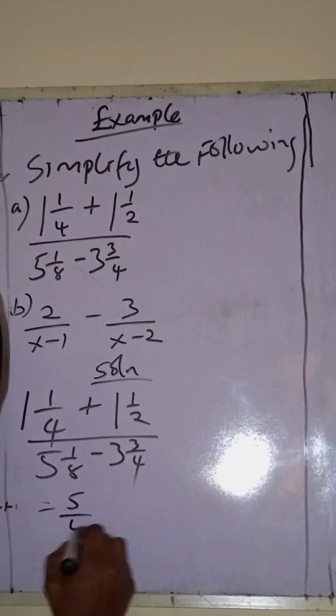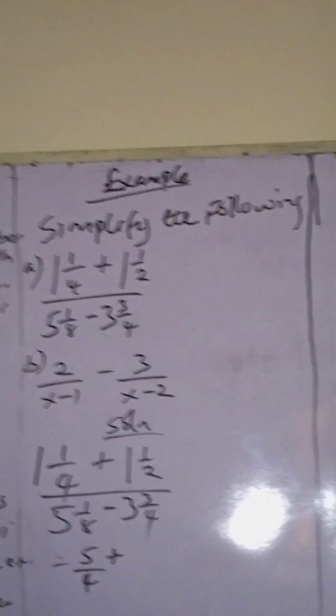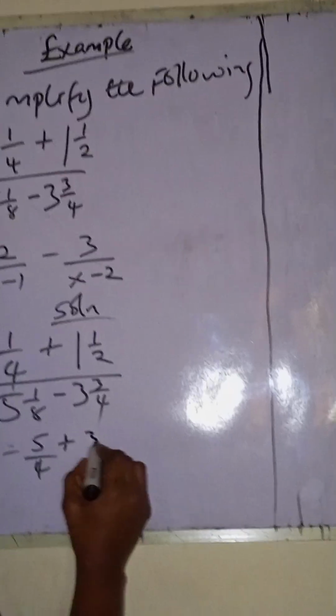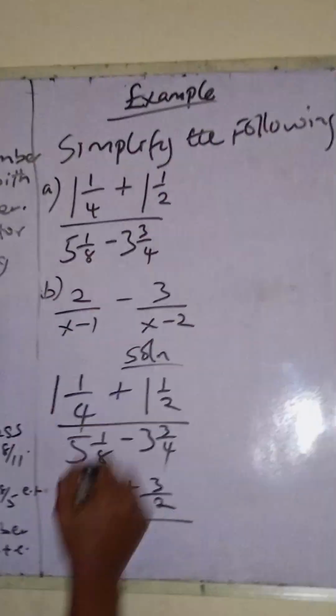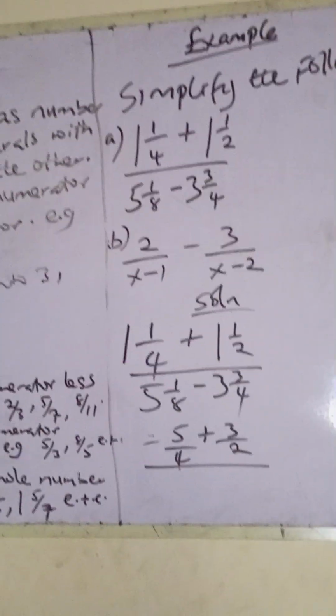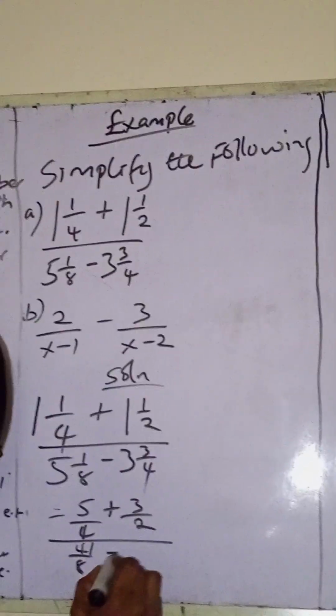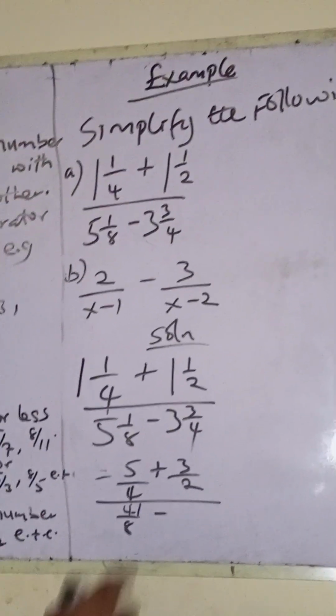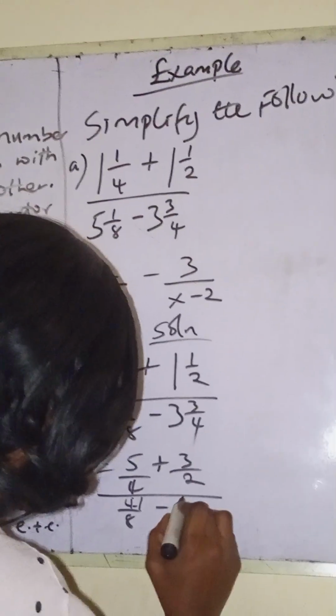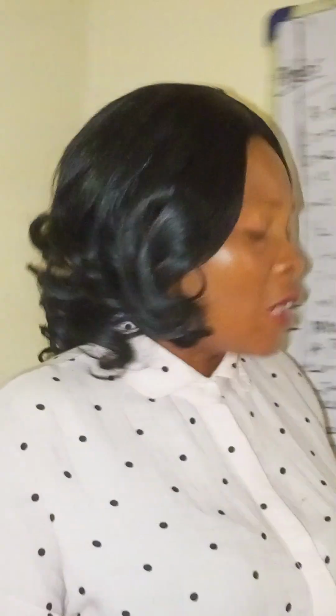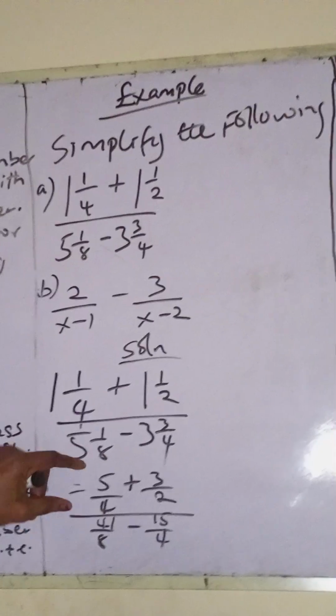Plus 1 will give us 5 all over 4. Plus 2 times 1 will give us 2, plus 1 will give us 3 all over 2. Then 8 times 5 will give us 40, plus 1 will give us 41 all over 8. Minus 4 times 3 will give us 12, 12 plus 3 will give us 15 all over 4.